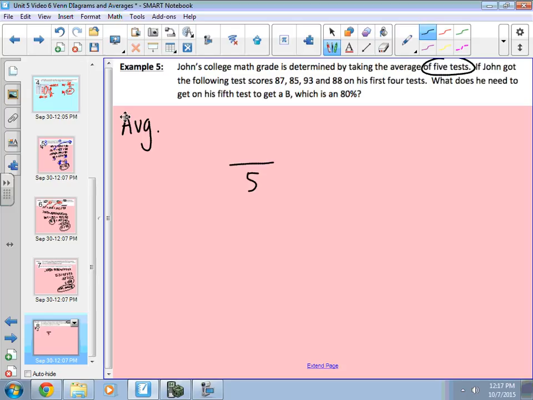On top, we want the total test score. But we don't know what that is right now. We only know 4 of them. We want to add together 87, 85, 93, 88. But John hasn't taken his last test yet. So there's still one more test, x, that we're unsure of that is also going to get calculated into this average, because we need 5 tests if we're dividing by 5 to find the average. But we do know what he wants that average to come out to be, and that's an 80. So we need to solve this now for x.